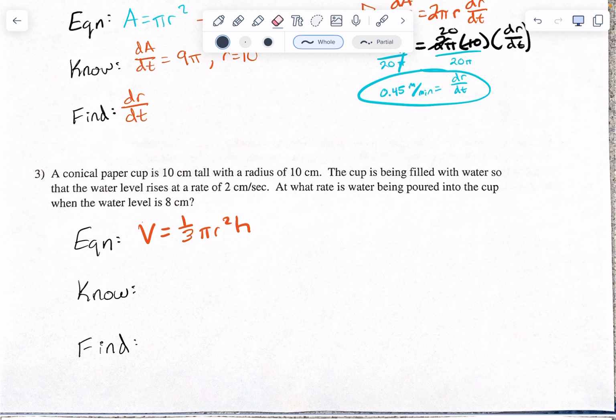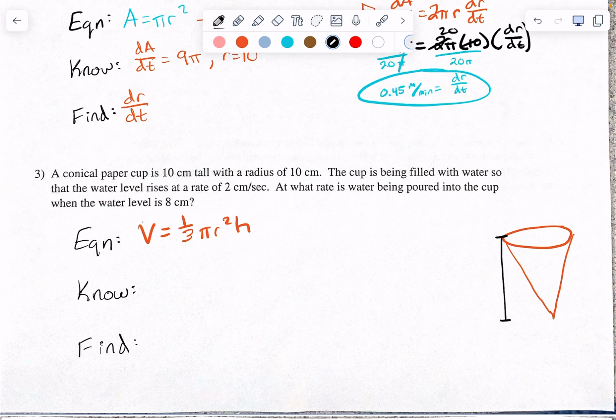How should I split this up? Wait, why do I have to do the product rule again? Did anybody draw a picture? No. Why not? The cup is being filled with water. Okay, we can do it in our heads. I don't think so, because you're going to be missing some information. 10 centimeters tall. I'm confused on why I have to do the product rule. Because you have two variables. Which two? R and H.